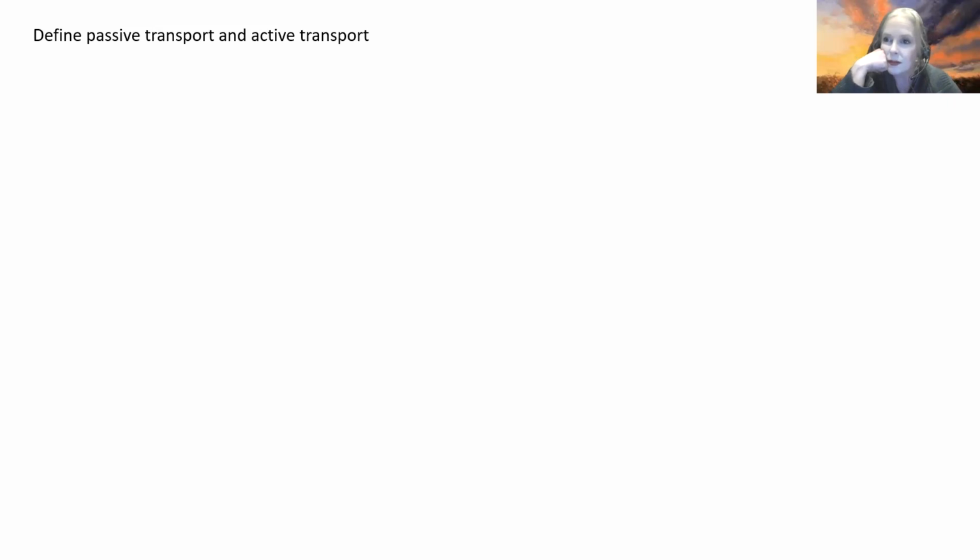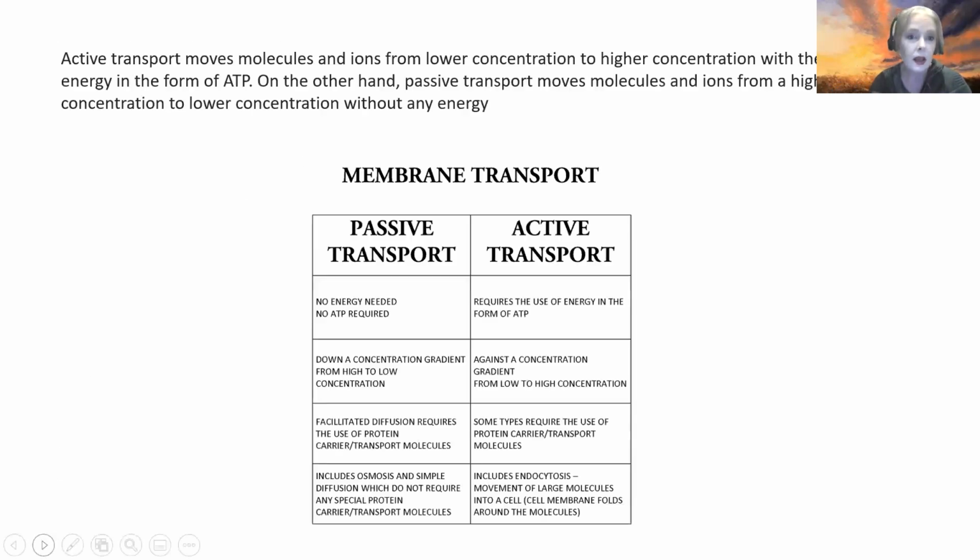Anyone else got something to contribute on that one? You're very quiet today. Okay. All right. That's because I'm going to give you the answer. If I were you, I like little tables like this, little comparative tables that just have one on one side and one on the other. Okay. So no ATP versus ATP, down a concentration gradient, as Alison said, as opposed to against a concentration gradient.